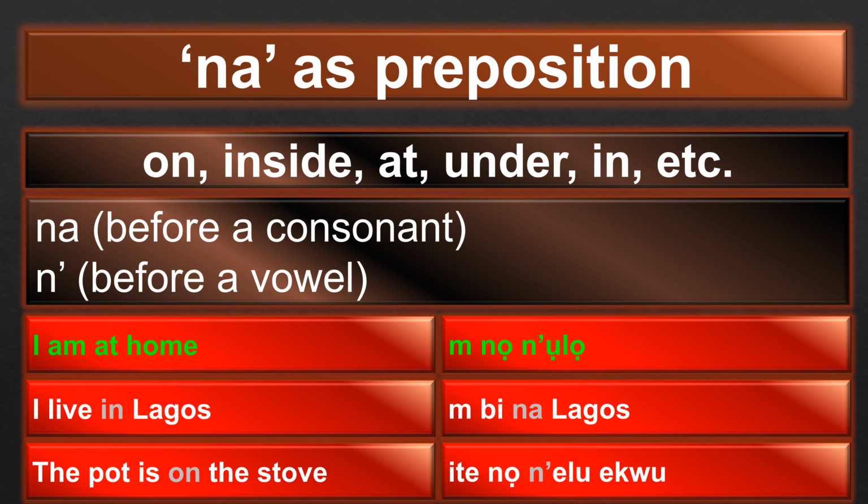M nọ n'ụlọ. I live in Lagos. M bi na Lagos. Lagos, L, le is a consonant sound. So na is written in full. So we write NA before L because L is consonant. So I live in Lagos. M bi na Lagos.